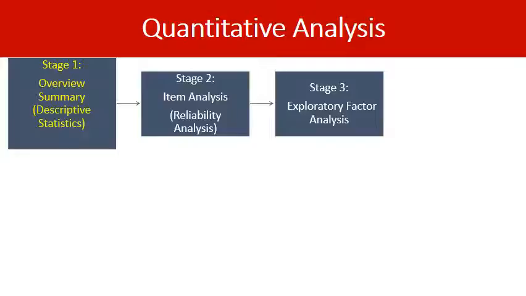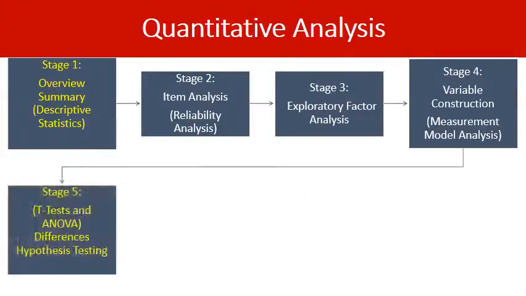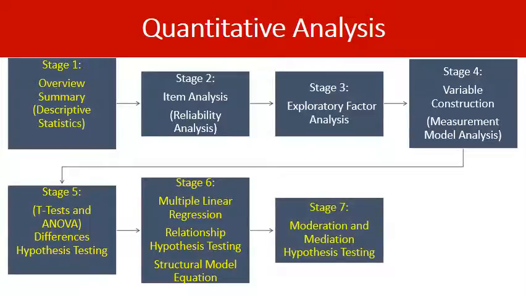So let's assume that we are working with single items, and once we're done with single items, we make sure that our variables are set. Then we can move on to do our t-test and ANOVA, looking at differences. And we can also then move on to using multiple linear regression to test for relationships. And of course, if we're using multi-item analysis, we can also think about using structural equation modeling. We can also test for moderation and mediation.